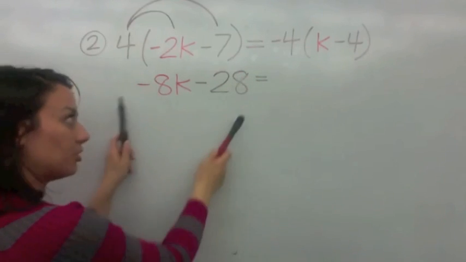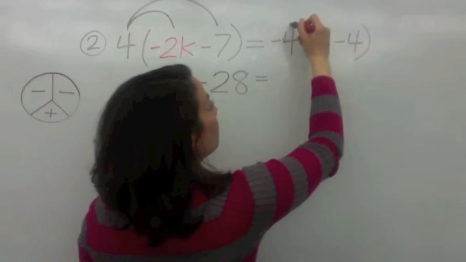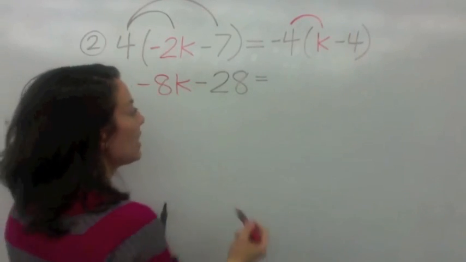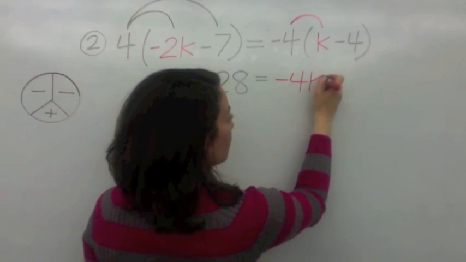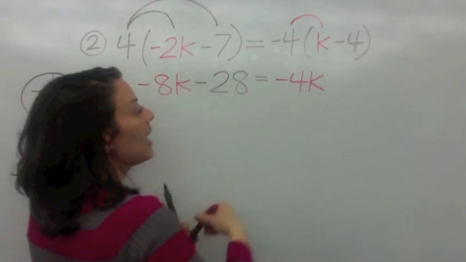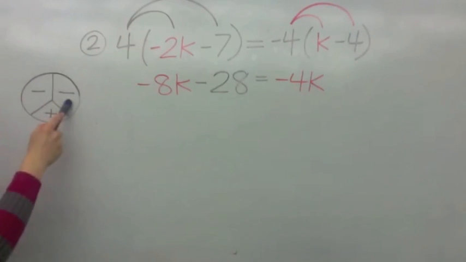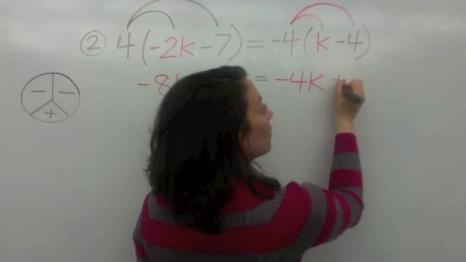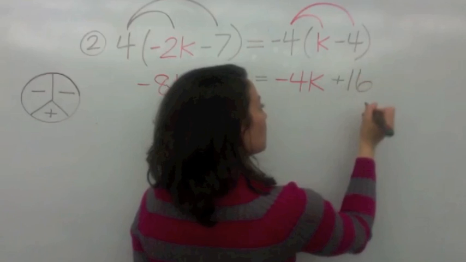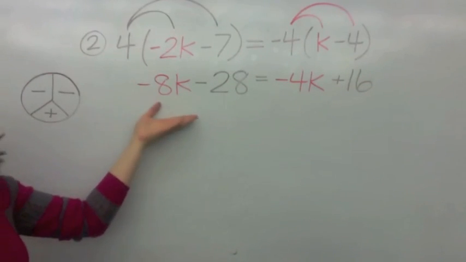Let's distribute. We distribute it on the left. Now you have to distribute on the right. Okay, so we have negative 4 times k is what? Negative 4k. Just put them together. That's what I already told you, right? And then negative 4 times negative 4. Negative times negative is positive. So what is negative 4 times negative 4? It's positive 16. That's right.